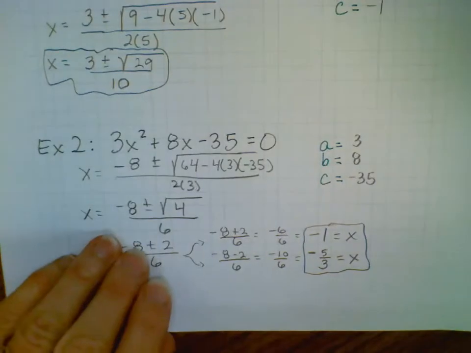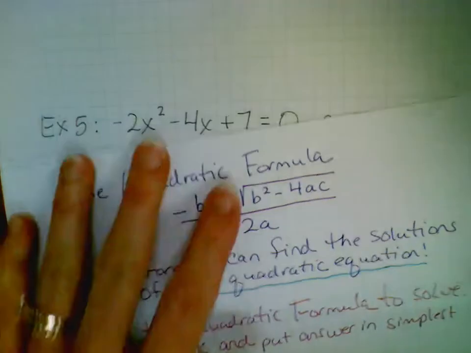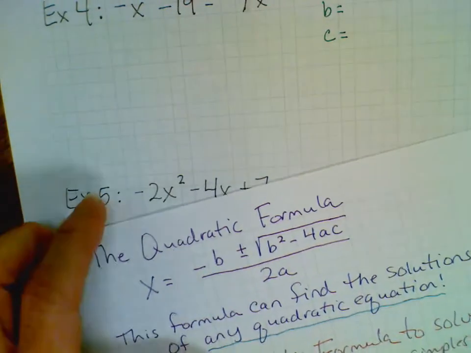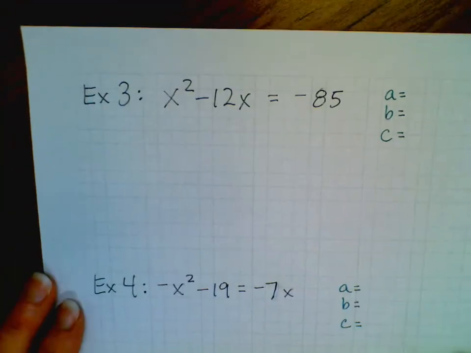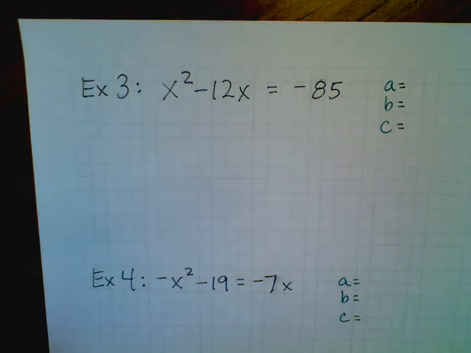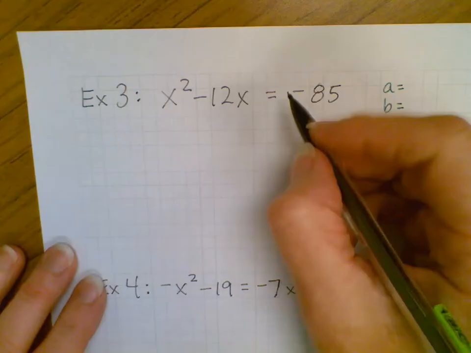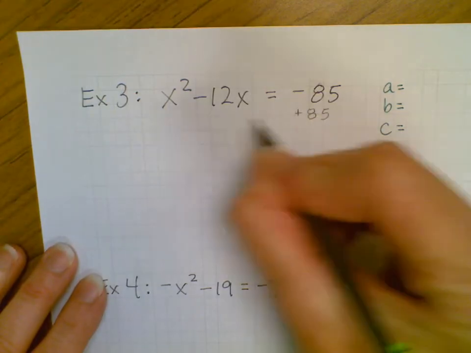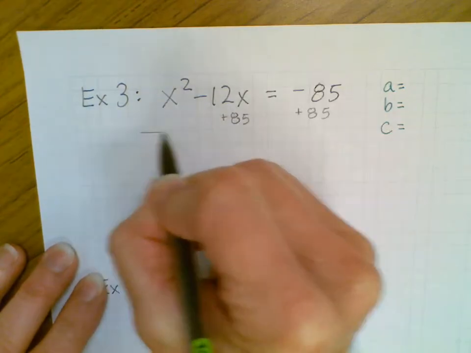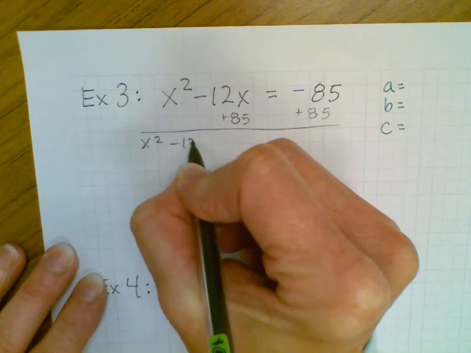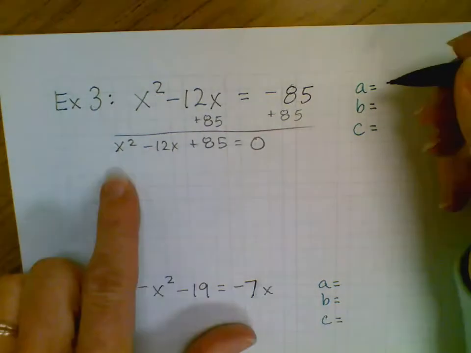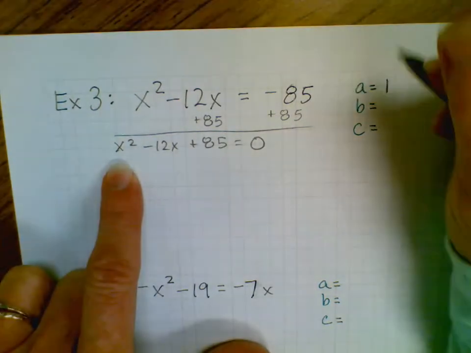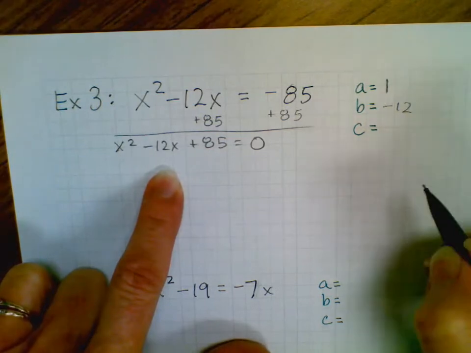Okay, now I've got some more. You guys probably have a guided sheet for this, like I said, but I need to maneuver my stuff around here. Okay, now this one's not in standard form, so I need to add that 85 over to the other side, because I want the 0 on the right side. So my A is just 1, right? There's nothing attached. That's understood to be a 1. B is -12, and C is 85.